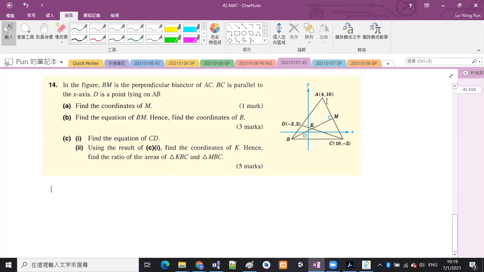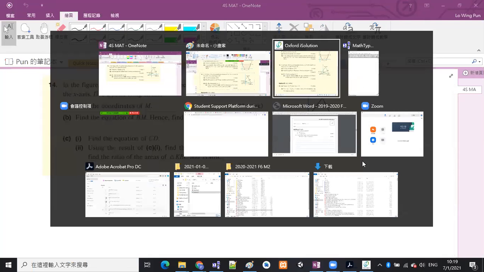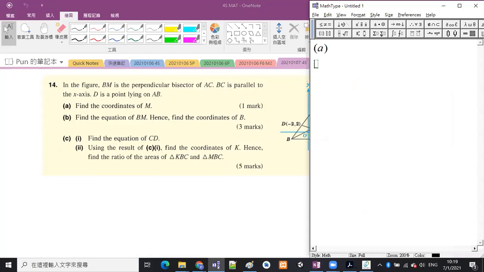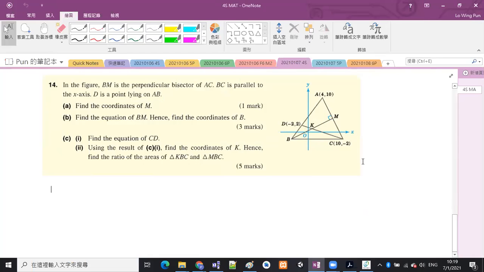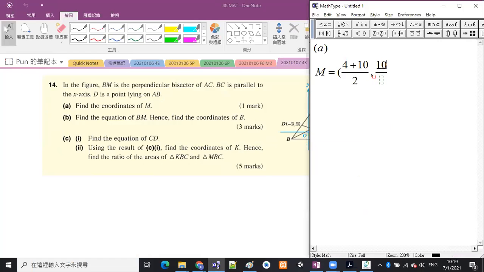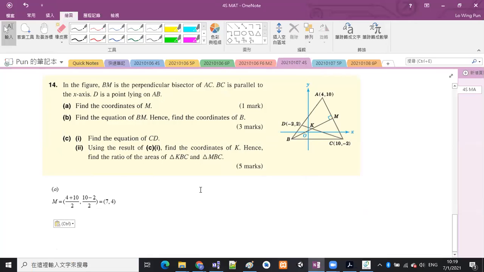Okay, so we just noticed that M is the midpoint of A and C, right? So the coordinates of M can be found by adding the x coordinates together divided by 2. So that should be (4 plus 10) over 2. And the y coordinates should be (10 plus negative 2) over 2, 10 minus 2 over 2. Okay, and then the answer should be (7, 4). Okay, so this is part A, 1 mark.